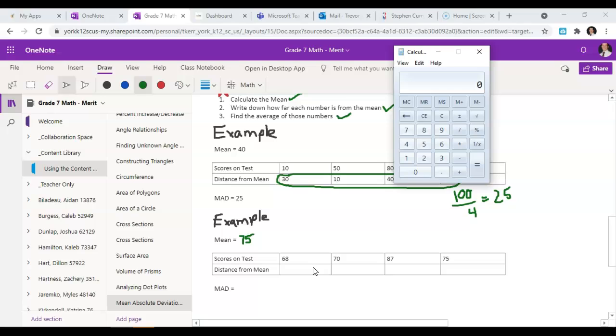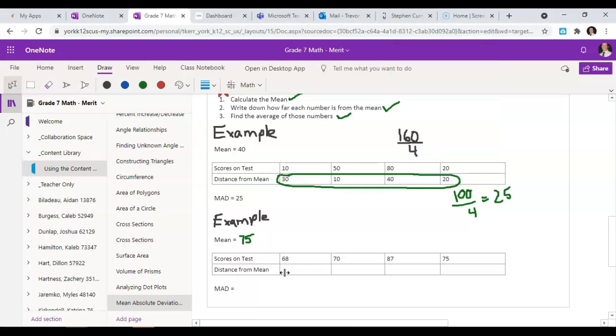Good. So your mean there is 75, and then we're just trying to find how far these things are. So how far is 68 away from that? Well, I might not be able to do it in my head, but I can always just subtract. 75 minus 68 is 7. So that means that this number is 7 spaces away from 75. So I'm going to type that so I don't forget it. So distance from the mean is 7 there. Pretty close. 7% away from it, that's pretty close.